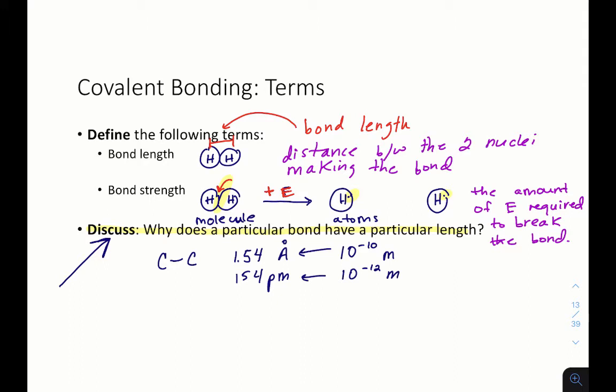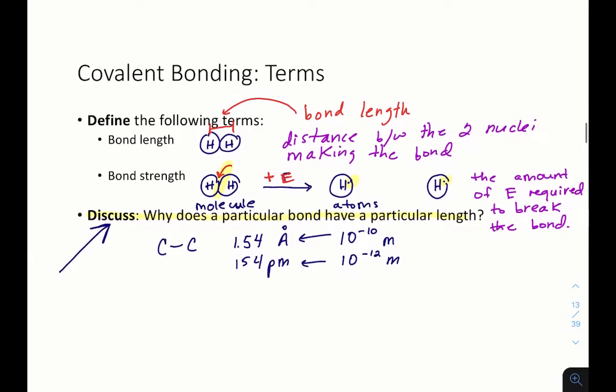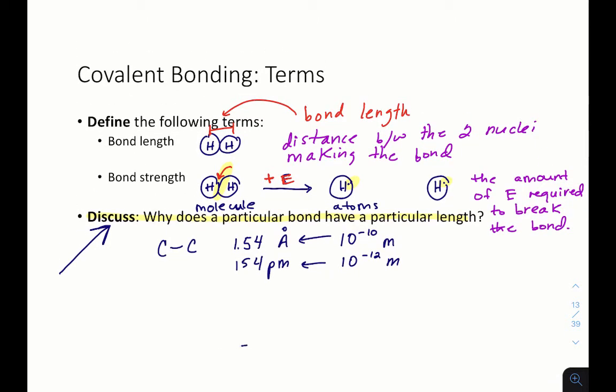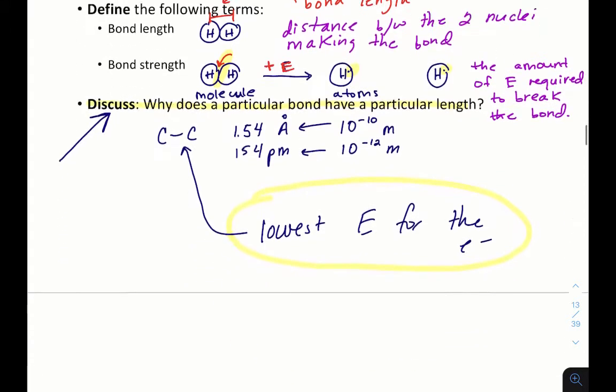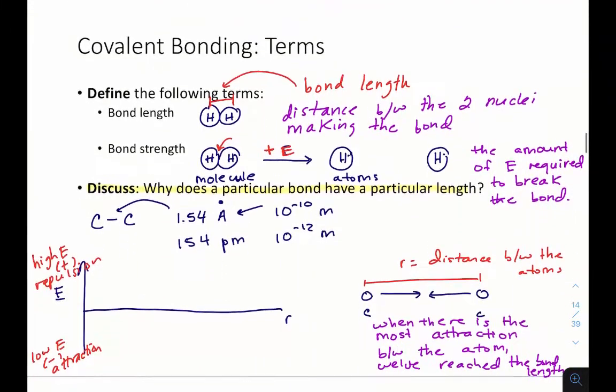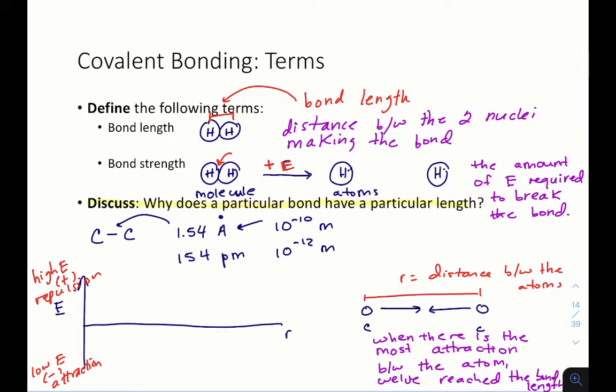Why are carbon-carbon single bonds typically about 1.54 angstroms? Well, the answer is simple, right? It's because that length is going to represent the lowest energy for the electrons. Let's attempt to provide a physical basis for this. I will walk you through what I have drawn here at the bottom of the screen. So we're going to think about two carbon atoms, here they are, and we're going to consider the distance between the atoms. The distance between them is the bond length.